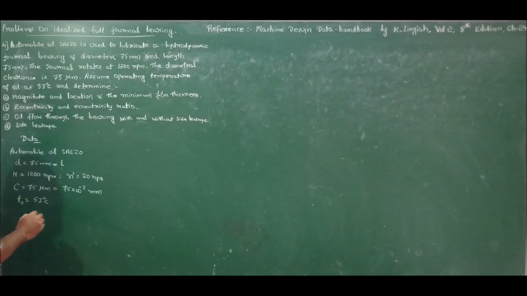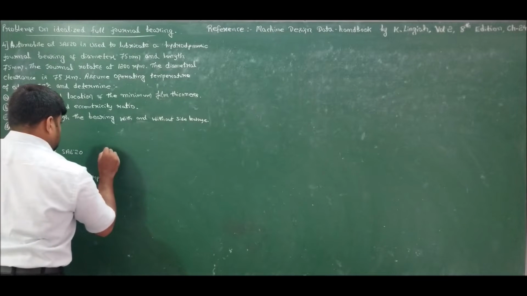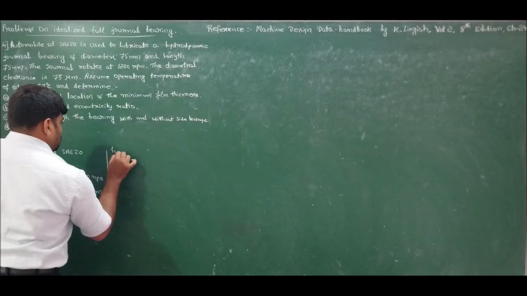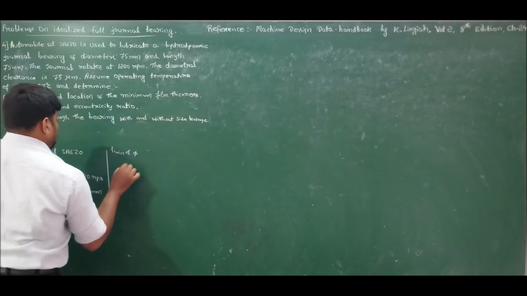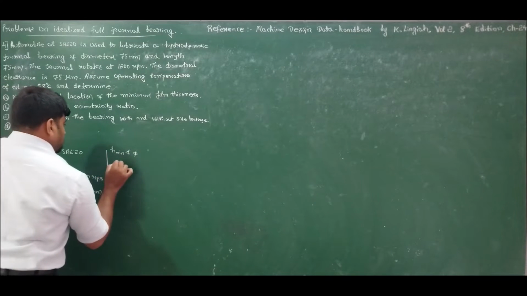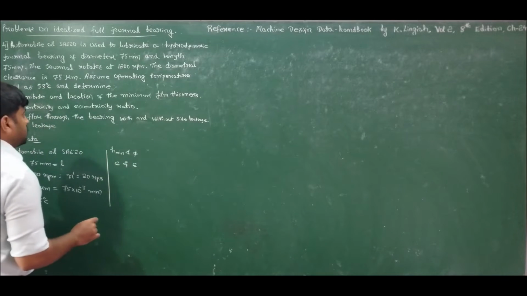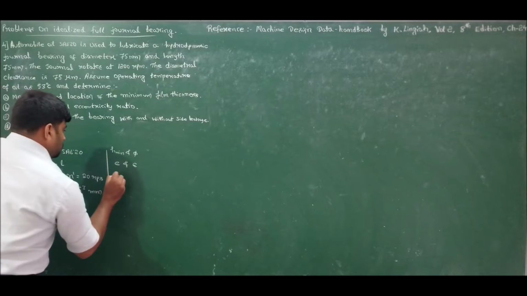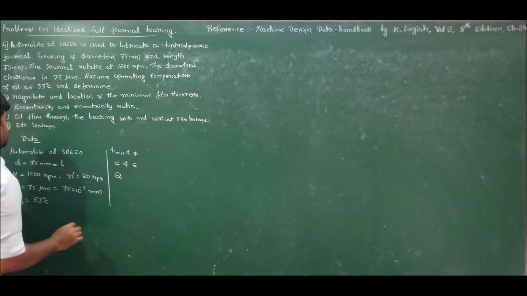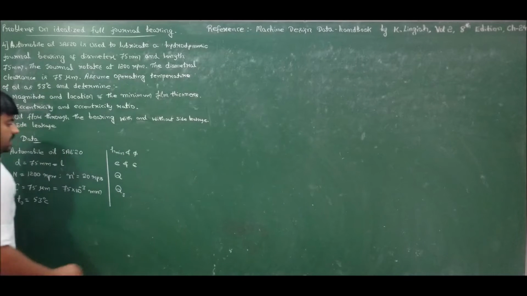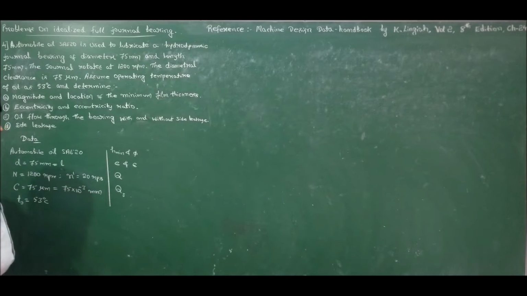We are asked to calculate the magnitude and location of the minimum film thickness, that is h minimum and phi, eccentricity and eccentricity ratio, that is attitude epsilon, oil flow with and without side leakage, and oil flow in side leakage. How much is the side leakage? So this is what we should compute.